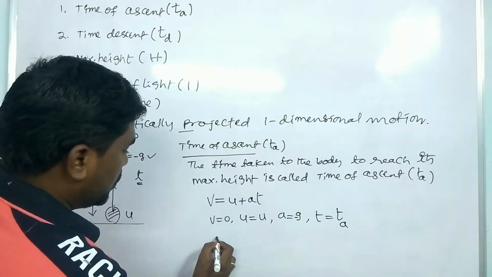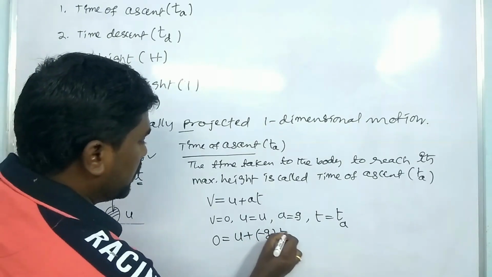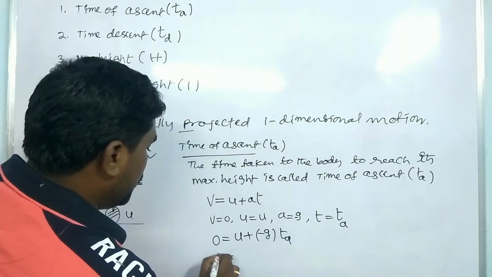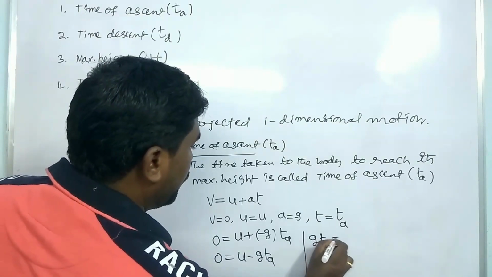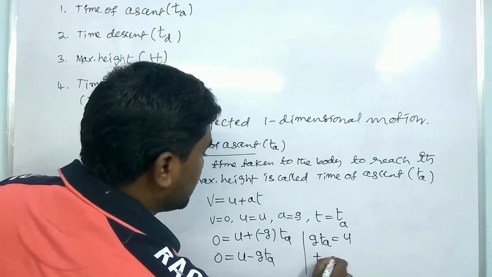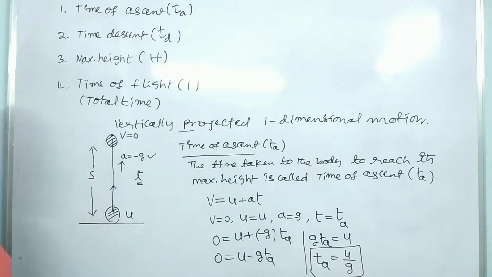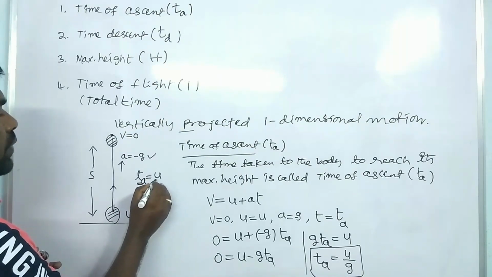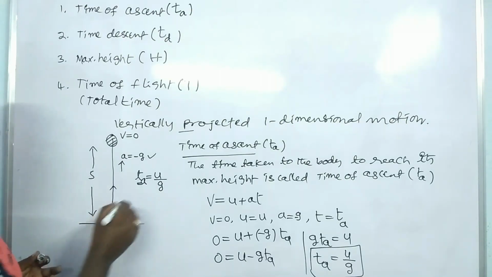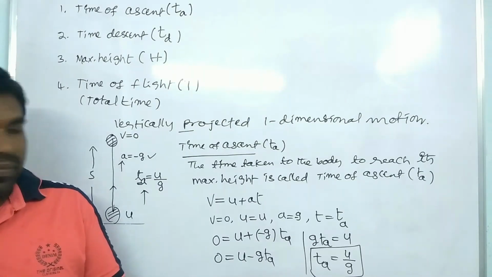Let us substitute these values. 0 is equal to u plus a t, that is minus g into TA. So 0 is equal to u minus g TA, and g TA is equal to u, where TA is equal to u by g. This is the time of ascent of a body to reach the maximum height, in the case of the upward direction. Now we have to derive the time of descent.